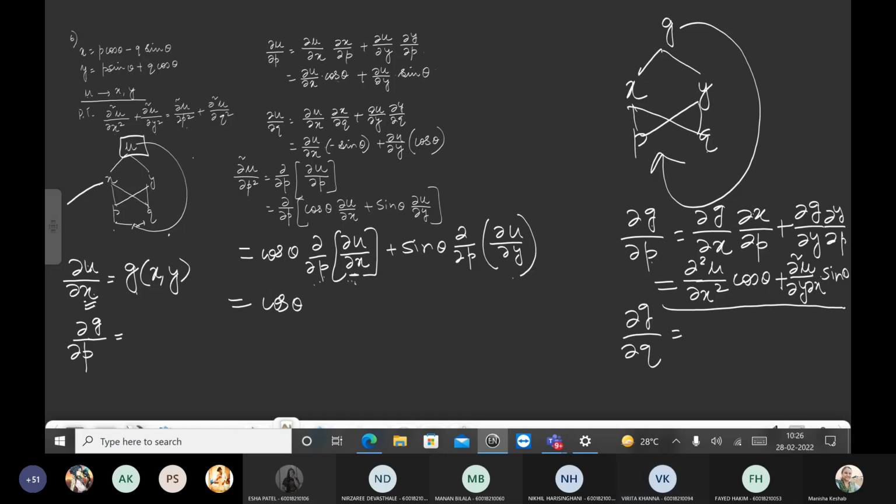No, ma'am. Ma'am, I didn't understand. How did you write del u del x as g of x y? Del u del x is equal to g of x and y. I didn't get that part. Okay, del u del x, what is that? Tell me just that, a function of what will it be?